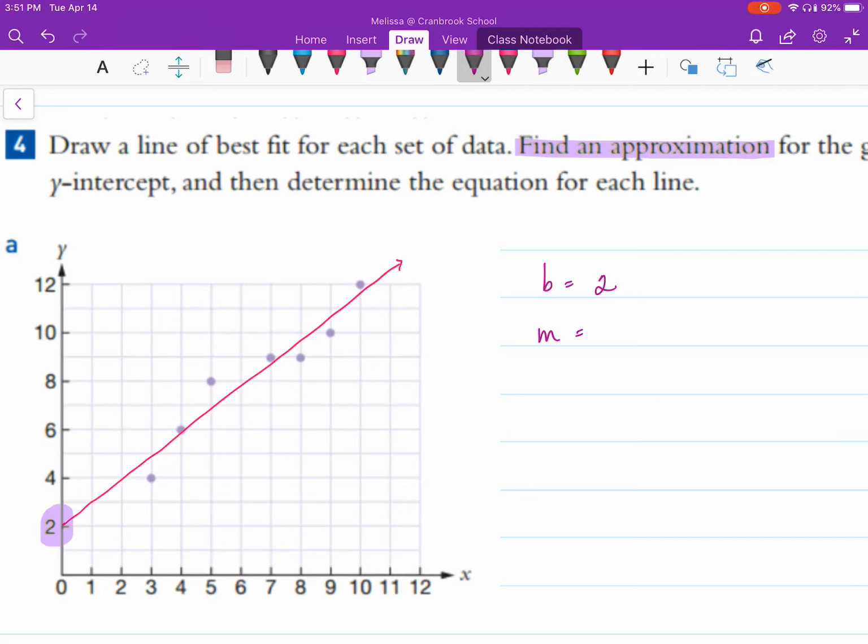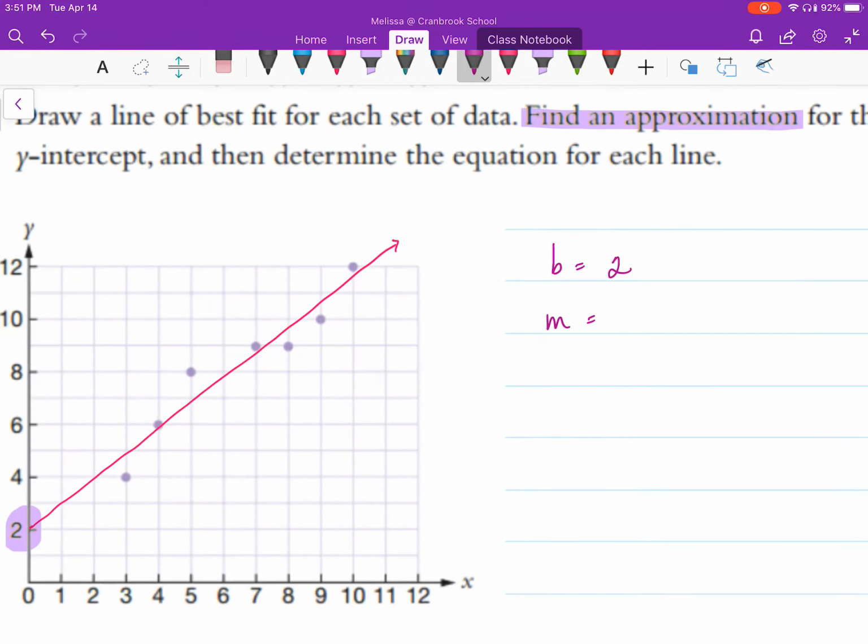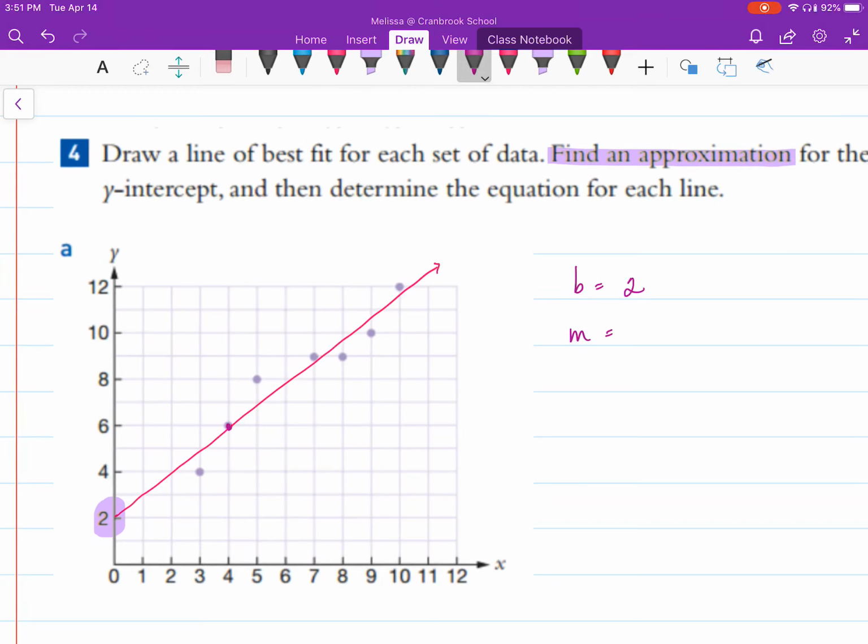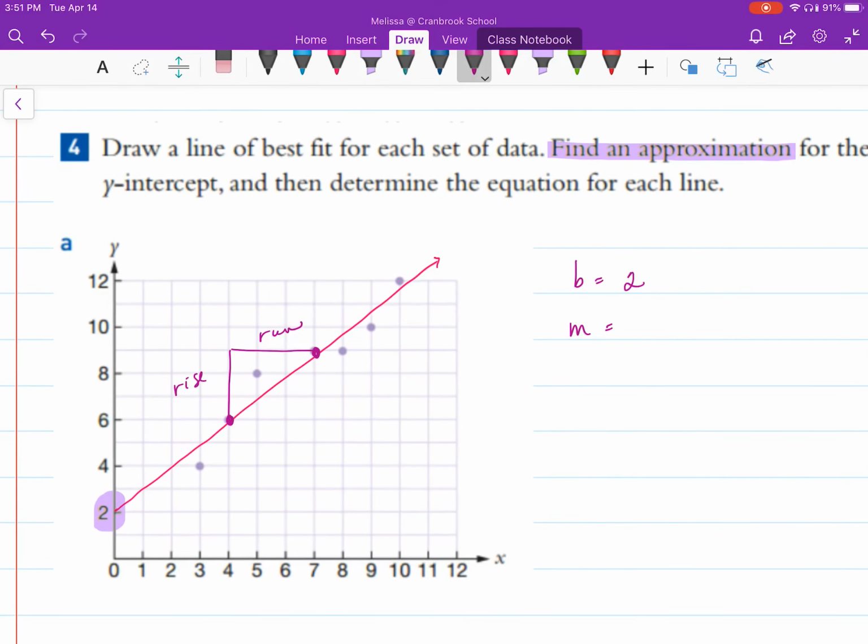What's your gradient? And this is where you want to pick two friendly points, assuming that you actually have to. And again, this is approximation, so I'm going to use this point here. I highlighted in purple, and this one here that's slightly off of my point, but it's on a grid mark. So there's my rise, there's my run. Paying attention to scale, that's a rise of 1, 2, 3, and a run of 3 as well.